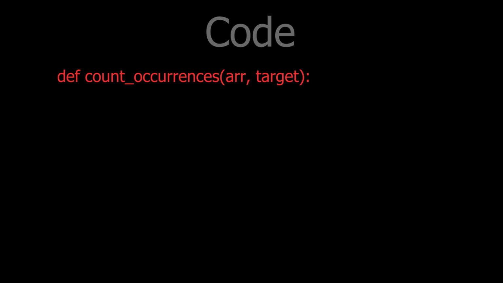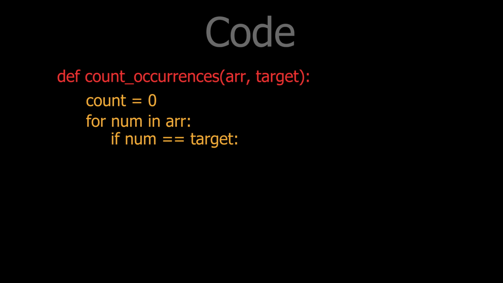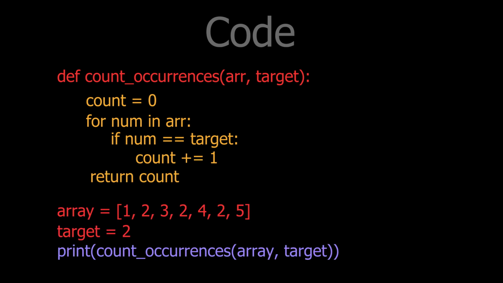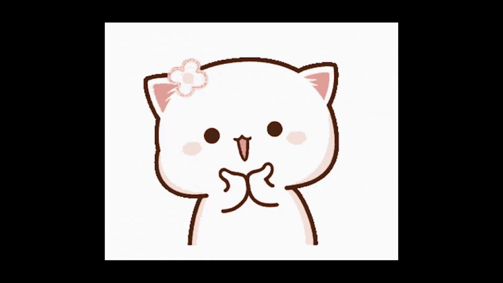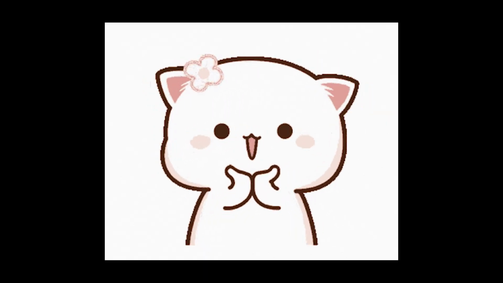Write code. In first step, we have to store the count of occurrences of the target. So, take count variable and initialize it with 0. In step 2, use for loop to iterate the array. In step 3, write a condition. If num is equals to the target, increment the count. And in the fourth step, simply return the count variable. And you solve your second problem with ease.